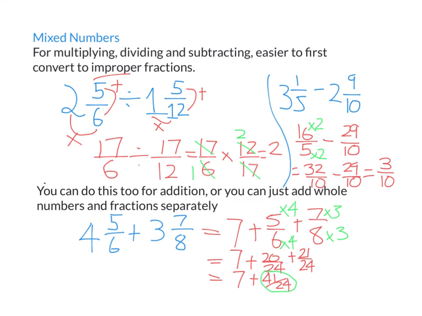So the way you go from an improper fraction to a mixed number is dividing. Remember I said earlier that this fraction line here means divide. So to convert 41 over 24 to a mixed number, how many times does 24 go into 41? It goes once, remainder 17. So 41 over 24 is the same as 1 and 17 over 24. So my final answer, 7 plus 1 is 8, and 17 over 24.